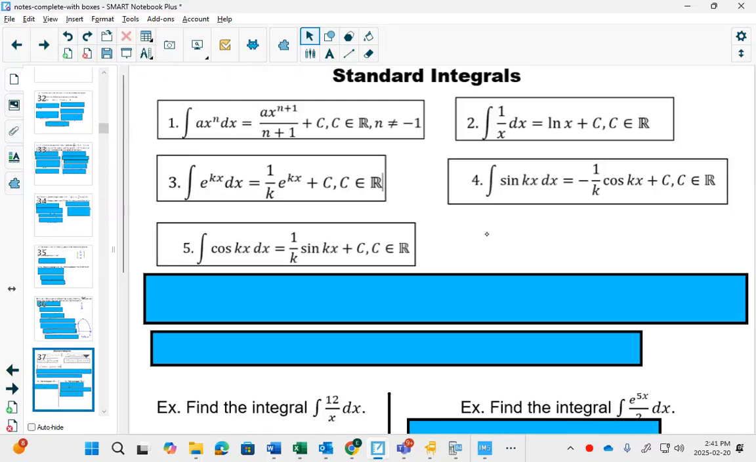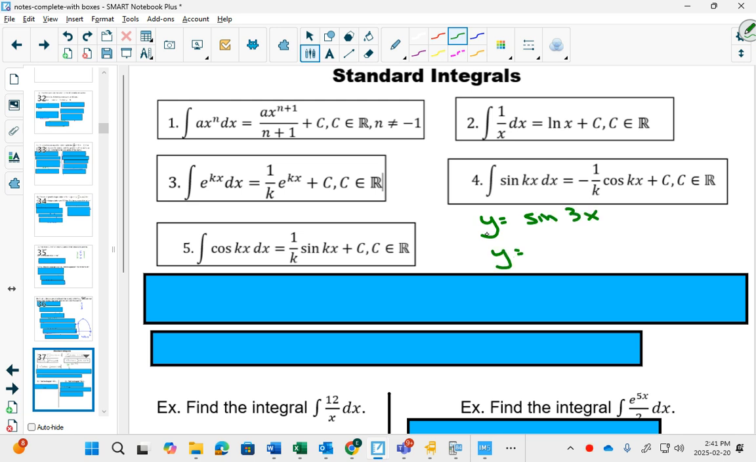So we've seen these standard integrals before, but now we're going to look at what happens when there's a multiple inside one of these functions. And it's quite easy to figure it out. For example, if we thought of derivatives, I'm going to start with derivatives first. I'm going to pick sine of 3x.